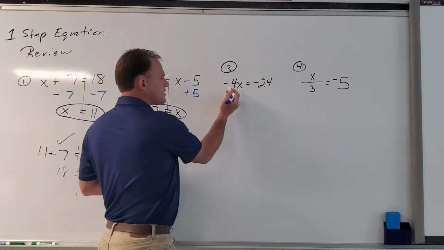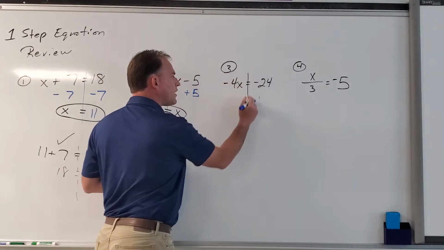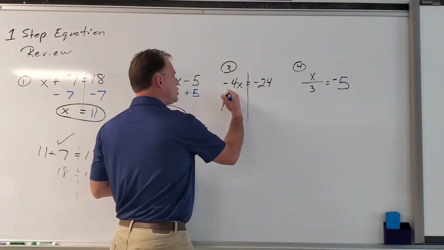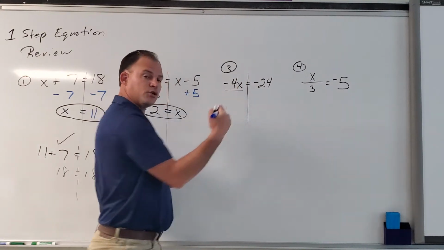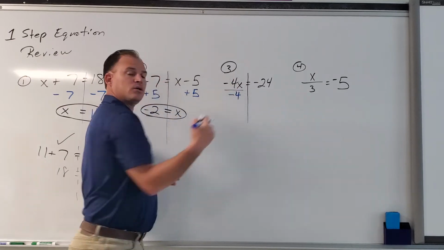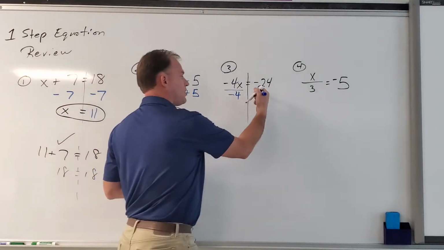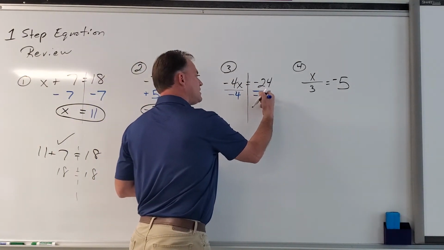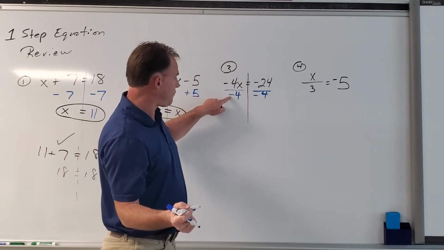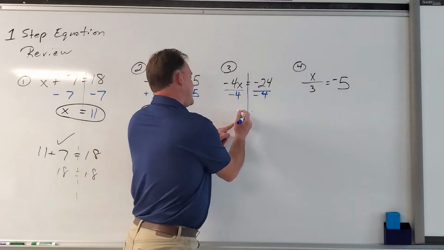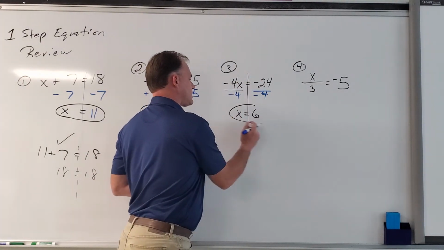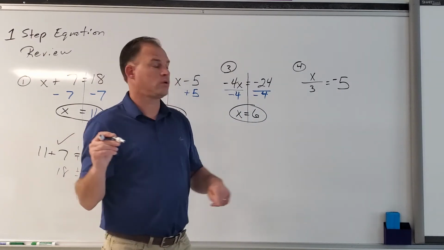Number 3. A number next to a letter means multiplication. So the opposite of multiplication is division. When you're dividing, you need to divide by the exact value that's in front of that variable, the coefficient. I need to divide by that number exactly. Negative 4 divided by negative 4 is positive x. Negative divided by negative is positive 6. So there's the solution we're looking for.